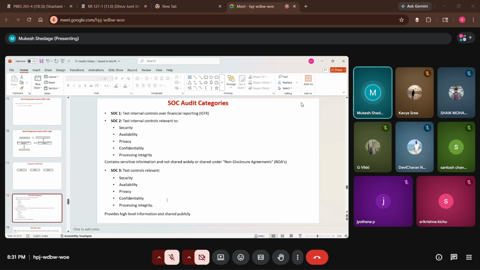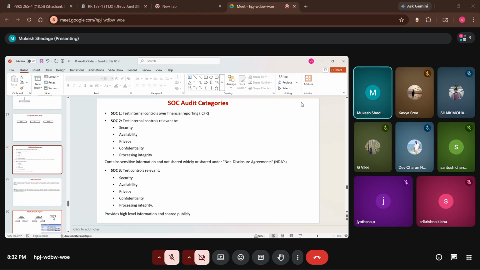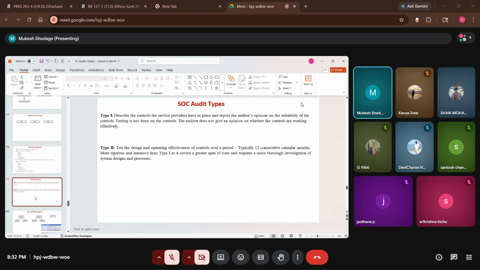So as an internal auditor, we only take care of SOC 2 controls, not SOC 1, not SOC 3. SOC 1 is for the CA. SOC 3 is publicly available information, so we won't test that. Understood? Any doubt? What is SOC 1, SOC 2, SOC 3? No doubt, sir.